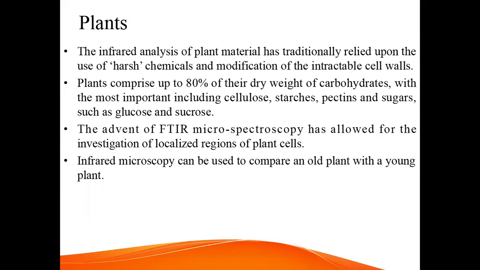Plants. The infrared analysis of the plant material has traditionally relied upon the use of harsh chemicals and the modification of the intractable cell walls. Plants comprise up to 80% of the dry weight of carbohydrates, with the most important including cellulose, starch, pectins, and sugars such as glucose and sucrose. The advent of FTIR microspectroscopy has allowed for the investigation of localized regions of plant cells. Infrared microscopy can be used to compare an old plant with a young plant.